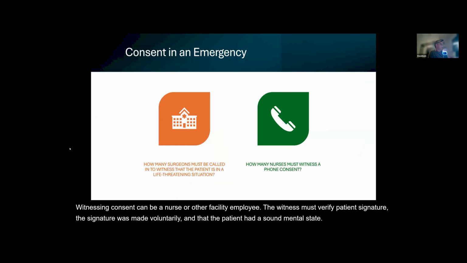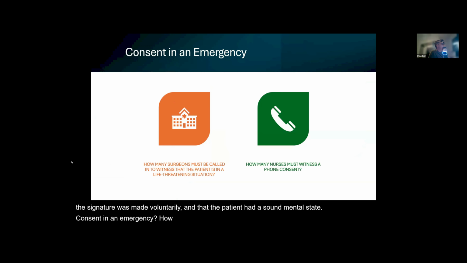Consent in an emergency. How many surgeons must be called in to witness that the patient is in a life-threatening situation? How many nurses must witness a phone consent? There are 2 questions for you, and then I'll go ahead and give you the answers.